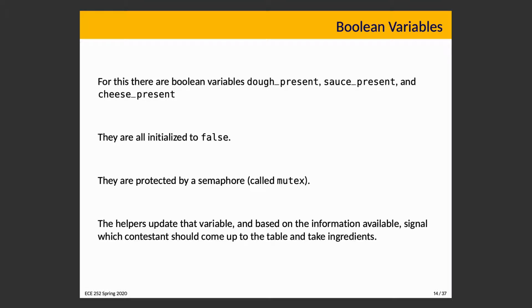So there are Boolean variables dough present, sauce present, and cheese present, and they're all initialized to false. We will protect them with a mutex or a semaphore called mutex. And helpers update these variables, and based on the known state of the system, they tell the contestant whose turn it is to come up and get ingredients. So we've made the problem a little bit more complicated in that there are now different actors involved in the system, and it's not just the host and the contestants, but this is manageable. We're not asking too much for every contestant to have a little sidekick.